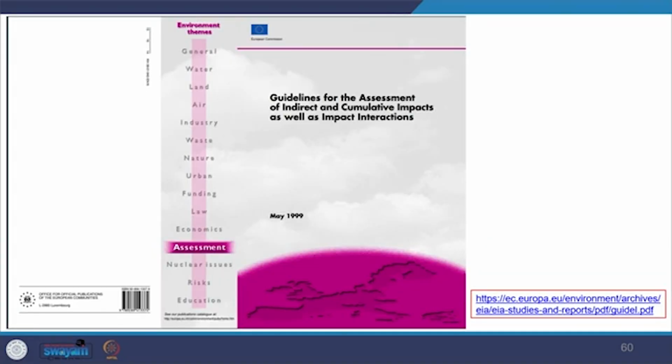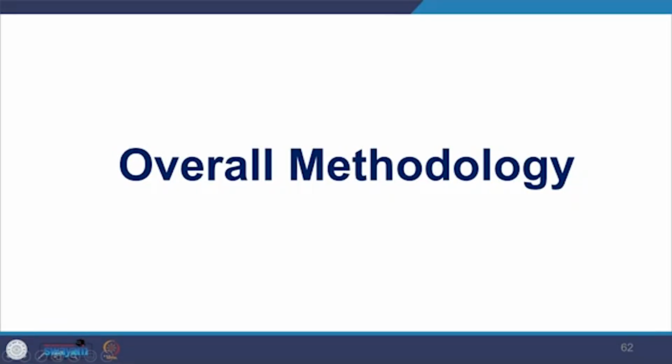You can also find another by the European Commission. Here it gives you guidelines for assessment of indirect and cumulative impact as well as impact interaction. So it also gives you very thorough guidance in this area, and it specifically deals with assessment. So those are the guidance documents which are available, so you can see through those how different stages can be done. So now, very briefly, looking into the overall methodology.